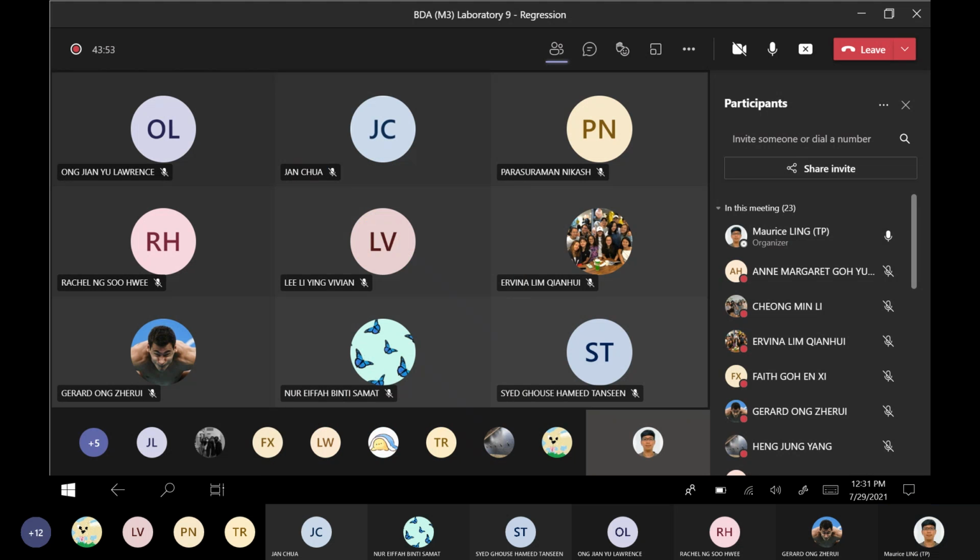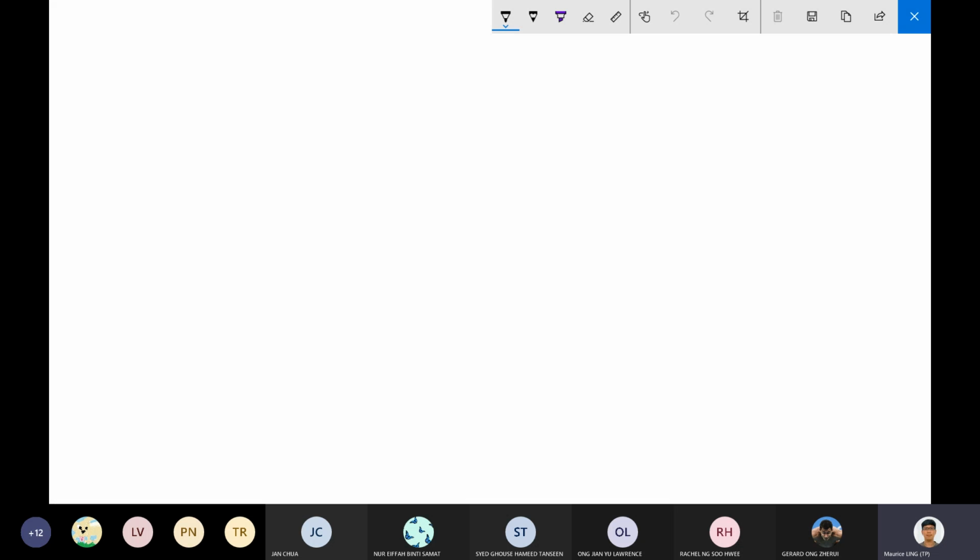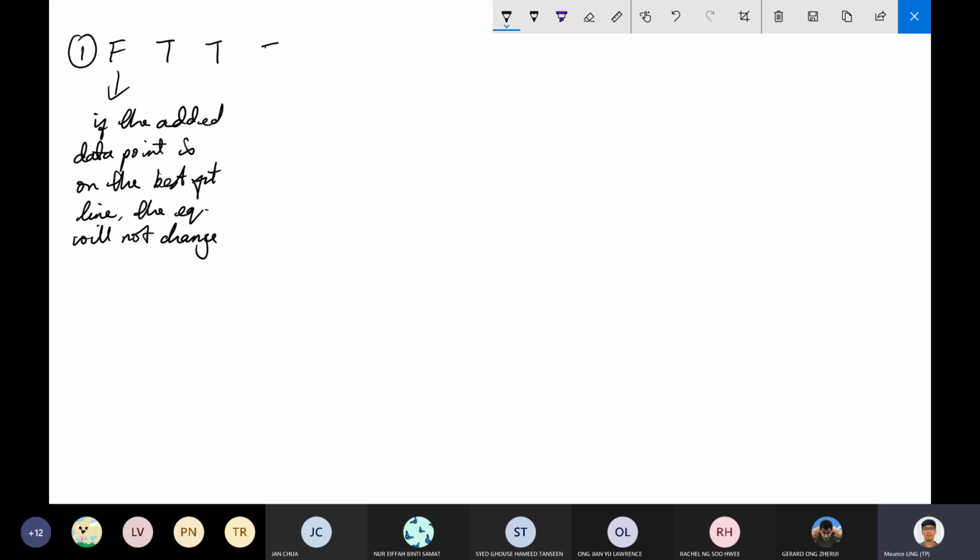Faith. True or false? 1D. False, correct. So homoscedasticity means equal variance. Okay, it's false. This term homoscedasticity means equal variance. Heteroscedasticity means unequal variance.